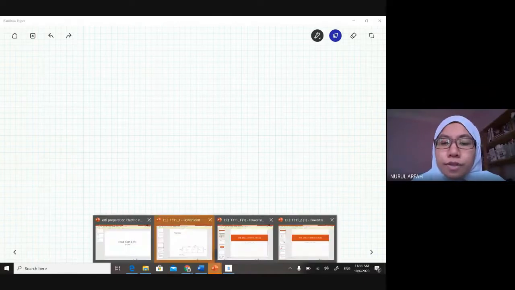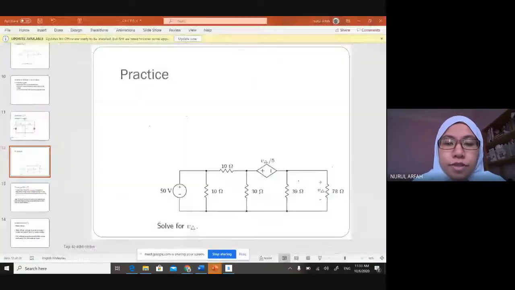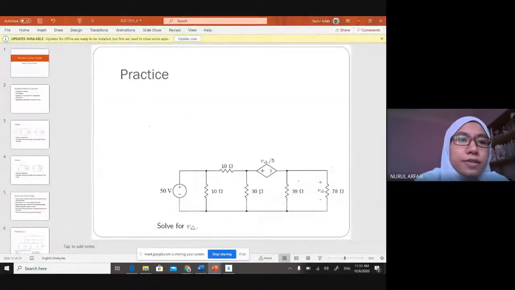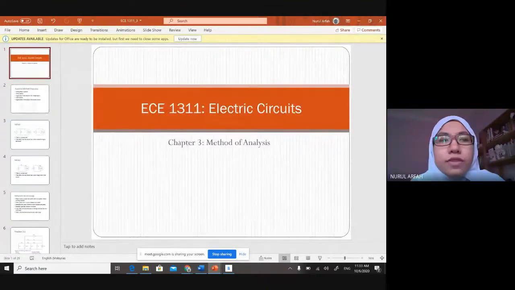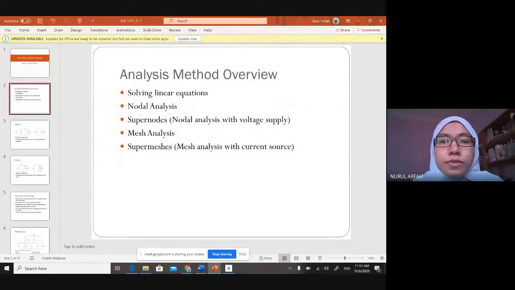If you go to chapter 3, okay, we just start. Chapter 3 is about method of analysis. And over here, we're going to learn about two analyses, the nodal analysis and mesh analysis. When you have a nodal analysis, you may find a super node there. Like mesh analysis, you also have super mesh.